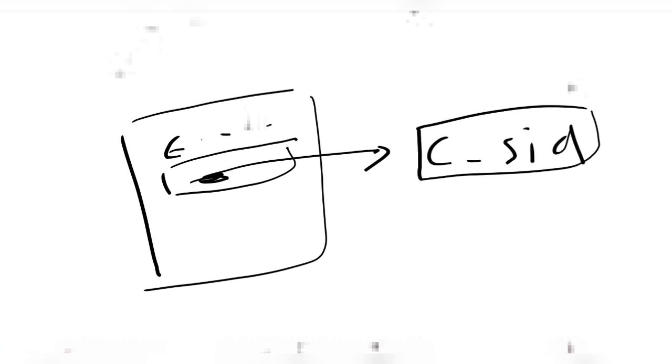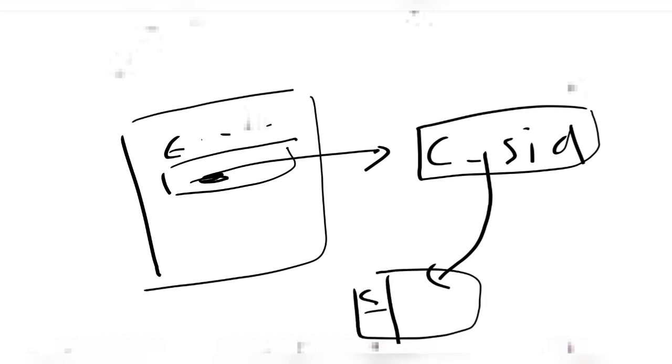In this variable it will be stored. Now this variable will match with the database wherever the SID is stored. Whichever row it matches, that will be printed. That's what we are doing here.